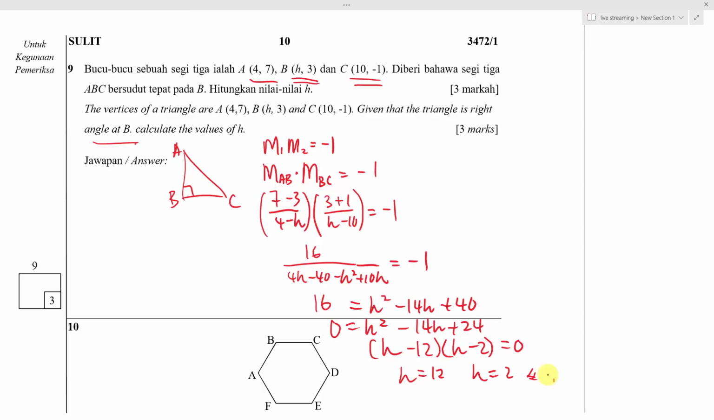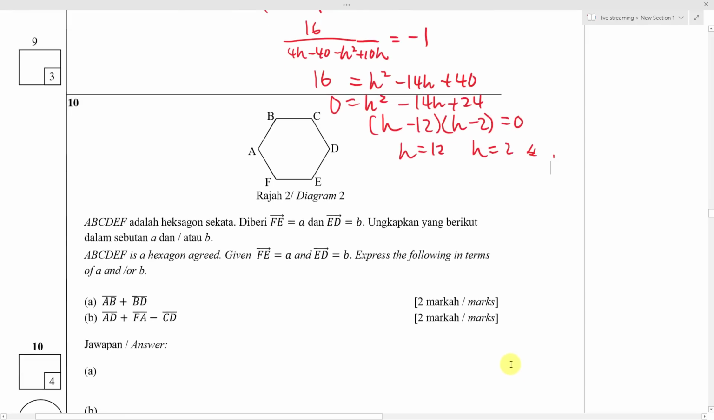Okay, so let's move on to the next one. Okay, you have the hexagon, and I guess it should be a regular hexagon. I'm not so sure about what's a hexagon agree. I guess it's something like regular hexagon, or else you can't do this question. Regular hexagon means each of the sides is the same length, then only we can do this.